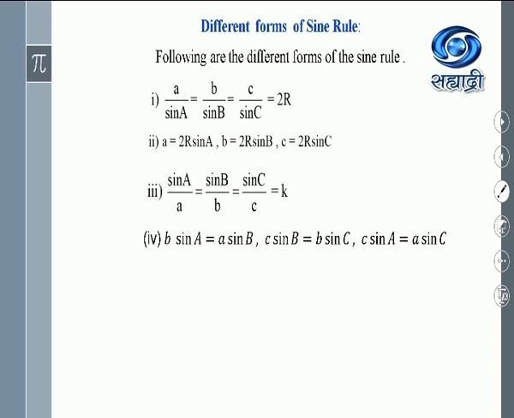Similarly, we consider these two, c sin B and b sin C. Consider these two terms in the equation and cross multiply. So this is b into sin C is equal to c into sin B. Clear? And the third one, c sin A is equal to a sin C. Look at the first term and the third term with the equality sign. a multiplied by sin C, that is a sin C, is equal to c multiplied by sin A. So this is the fourth important formula to remember for the sine rule.